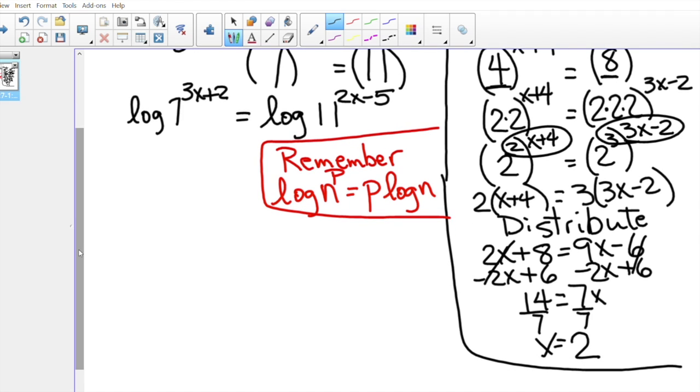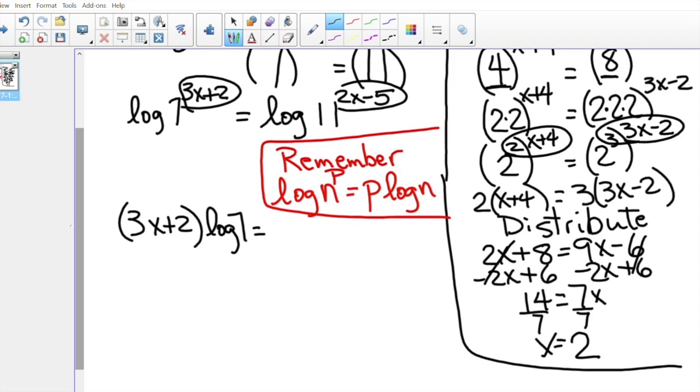So, 3x plus 2 is a power. So you'd say 3x plus 2, now that's in parentheses, times the log of 7. That's the power times the log of the number. Same thing on the other side. Parentheses, 2x minus 5 times the log of 11.